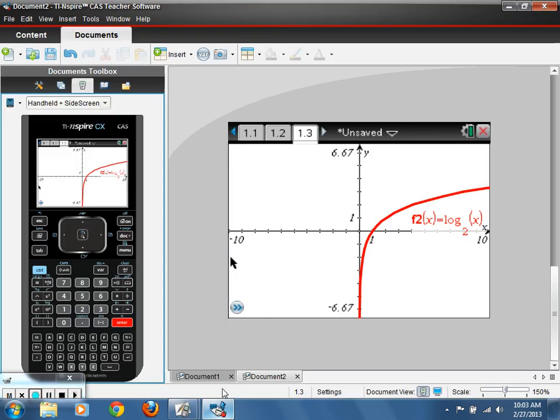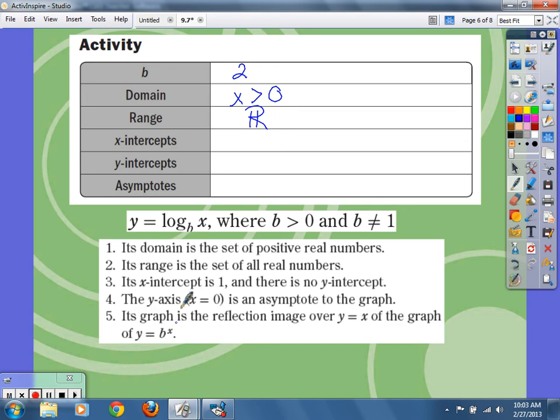Do I have an x-intercept? Well, yes, I do have an x-intercept. It's happening right here at 1. The reason it's happening at 1 is because in this case the initial condition is 1, and it is the inverse of an exponential growth. There is no y-intercept because there is an asymptote. Where is the asymptote? At the line x equals 0, or the y-axis.